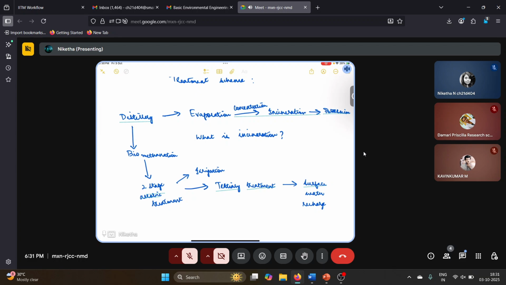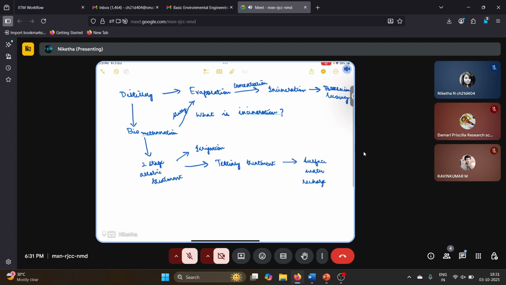And after bioremediation, whatever slurry is remaining can be taken for evaporation. So after bioremediation, it can go for anaerobic or aerobic treatment, or it can go through evaporation, concentration and incineration. So this is the flow chart.